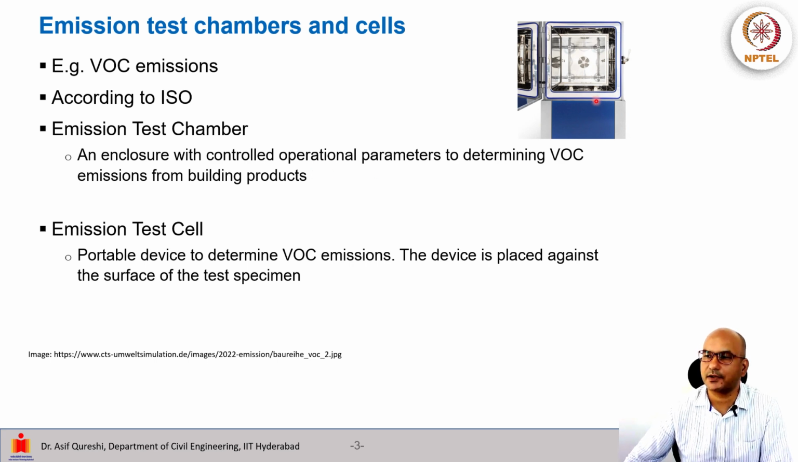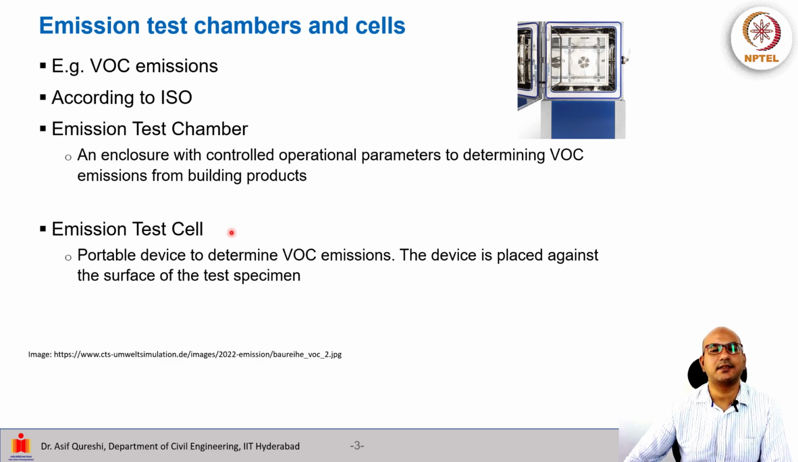For example, here we have an example of how an emission test chamber may look like. So we have an exhaust fan, or air inflow, ventilation inflow and outflows, and the sample will be placed inside this cell, and temperature, humidity, these kinds of things can be controlled inside the cell, so that we know under test conditions how the emission is happening from the product.